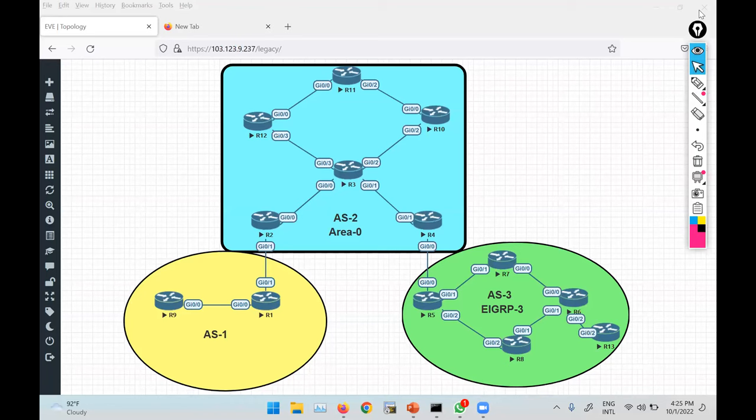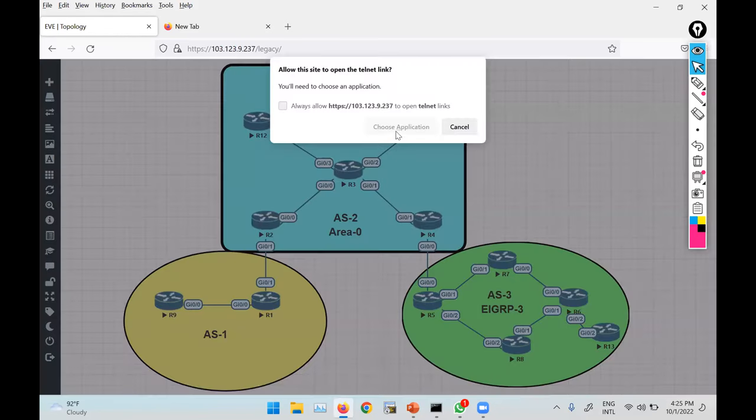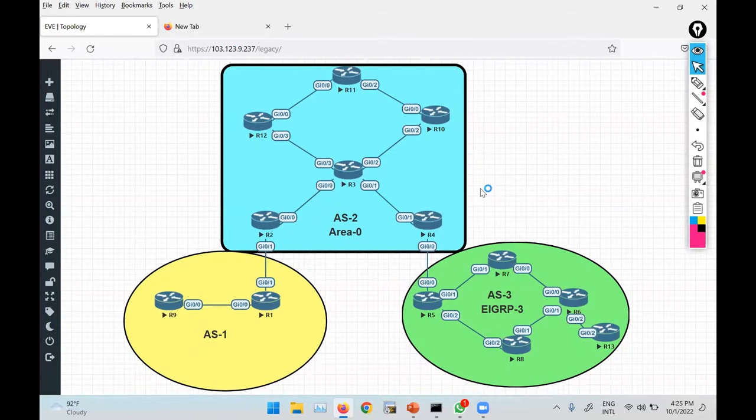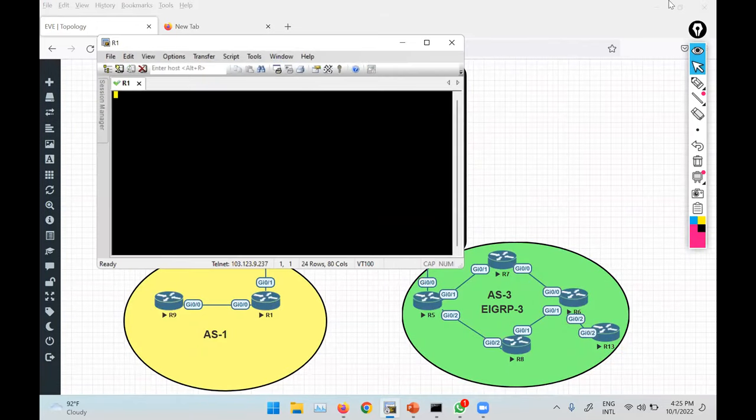First, you have to check whether the configuration on R1 is working right or not, right? Yes. So let's start from R1. Let's see whether we are getting a ping response from R9 or not.